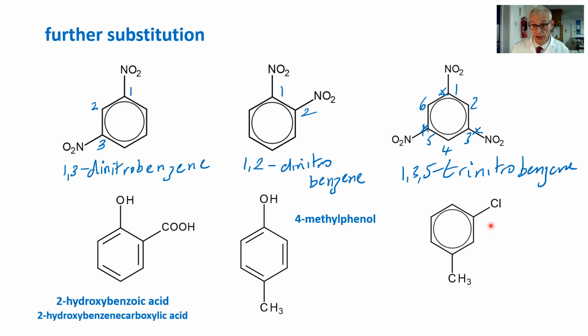Here's my answer. So 3-chloromethylbenzene. I'm going to decide that this is carbon number 1. So 2, 3, 3-chloromethylbenzene. There is in IUPAC naming an order of priority on substituents, but we're not going to go into that. That is 3-chloromethylbenzene.